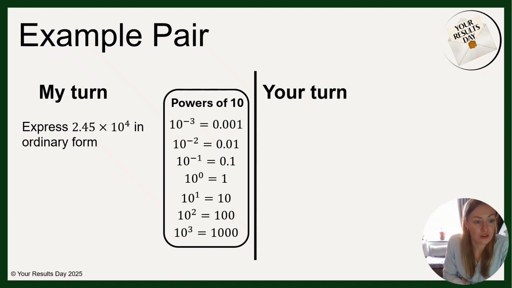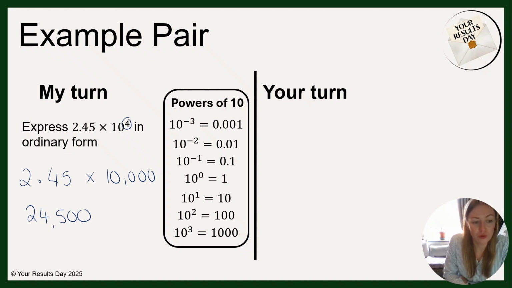Sometimes they'll ask you to go the other way. So we've got this 2.45 times 10 to the power of 4. Well, we already know that 10 to the power of 4 is 10,000. 2 times 10,000 would be 20,000, so we know our answer is going to be in the tens of thousands. This would be 24,500.